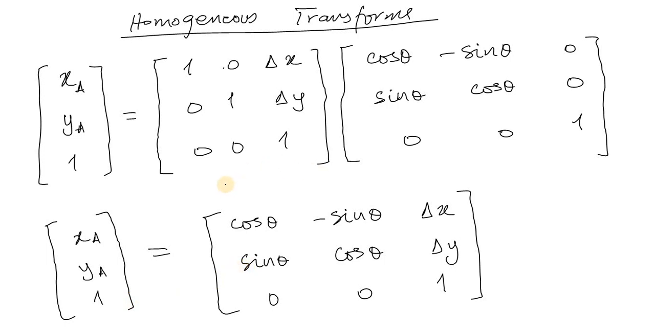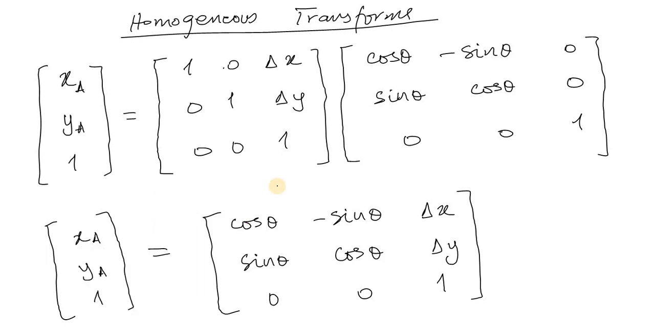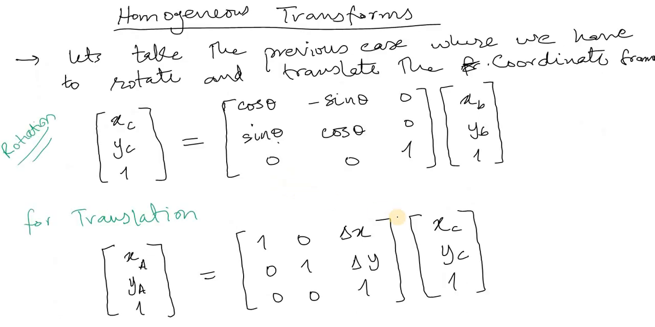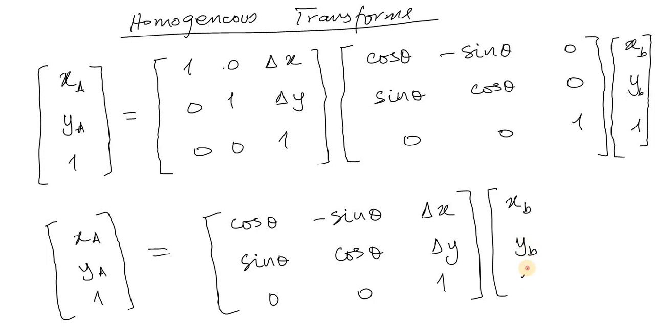A little bit of correction here. Since we put the value here, we forgot to put the value of this here: xb, yb, and 1. So we need to put it here too, this says xb, yb, and 1, and similarly you have to put it here also, xb, yb, 1.